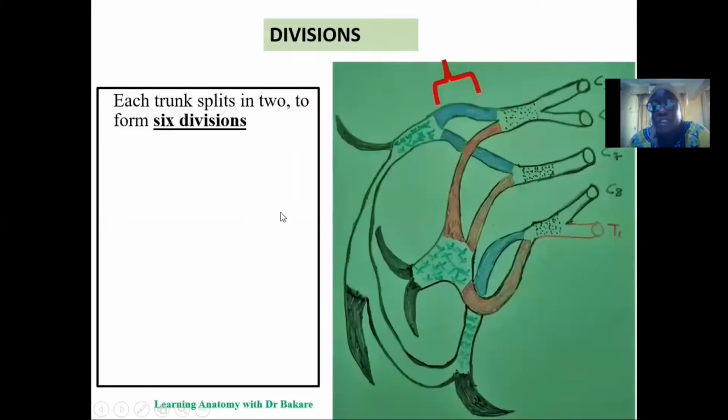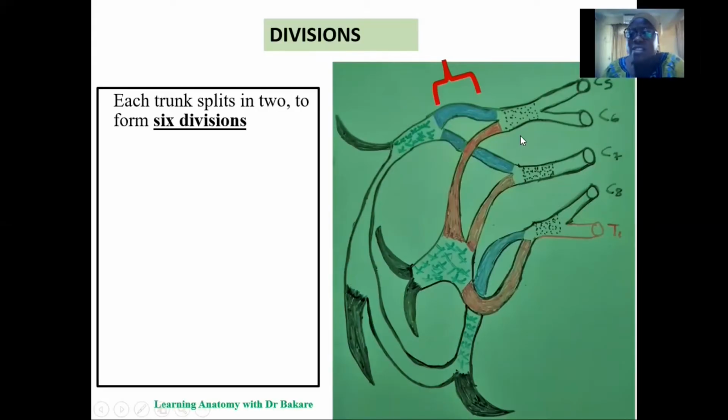So let's go further to see the next region, which is the divisions. The divisions are also formed by the trunks. So let's see how the trunks also form the divisions of the brachial plexus.